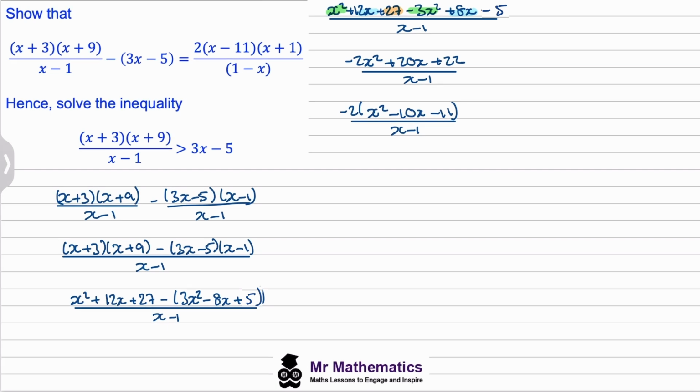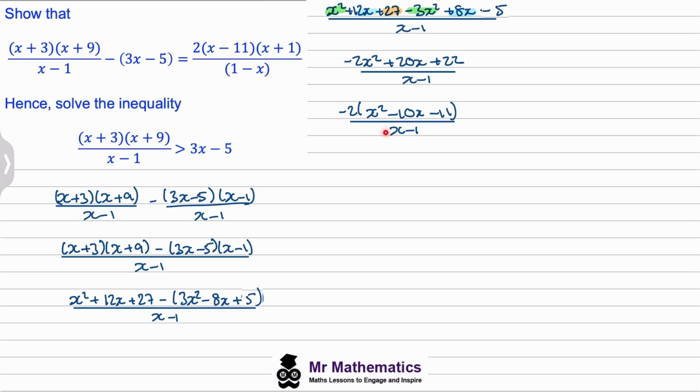And I can bring this negative down to the denominator to make this as 1 minus x. So we'll get x squared minus the 10x minus the 11 multiplied by 2 over 1 minus x. And now we can factorize this quadratic. This will give us 2, and then we'll have x minus 11, x plus 1 over 1 minus x. And this is what we were asked to show here.